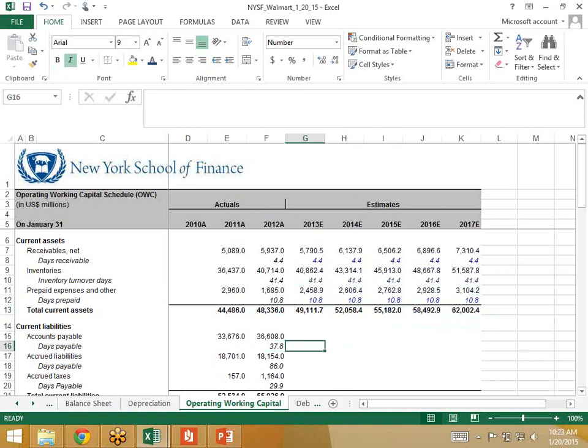But moving forward, accounts payable, same formula, same idea. But accounts payable is related to COGS once again. So actually, it's the same formula as this one, right? Well, let's use 37.8, and the formula would be those days, 37.8 divided by 360 times cost of goods sold, right? Accounts payable is related to cost of goods sold.